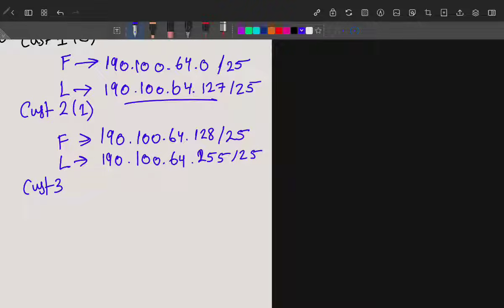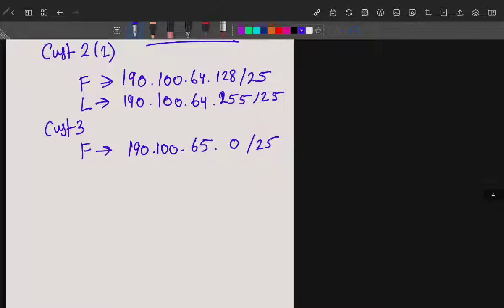Again, you are not required to show customer 3 in your exam. However, I'm showing it for explanation purposes. It would be 190.100.65.0/25. Now you need to keep going on until you reach customer 128.